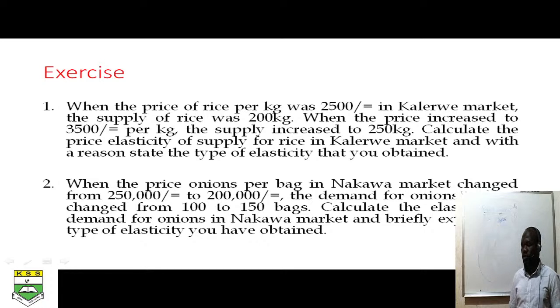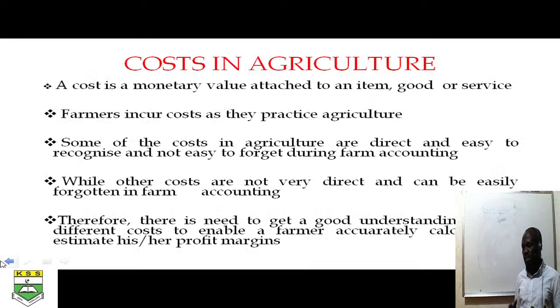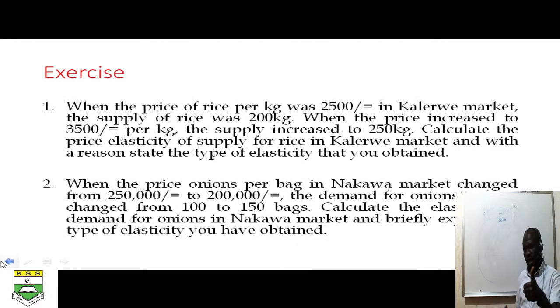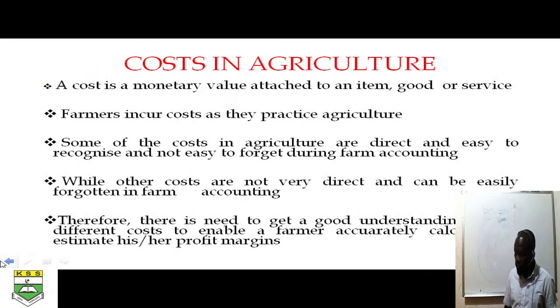Okay? So I think that is a good review. I trust that you try out the 2 exercises that I've given you, and then you will give us feedback. But for today, our main business is costs in agriculture.